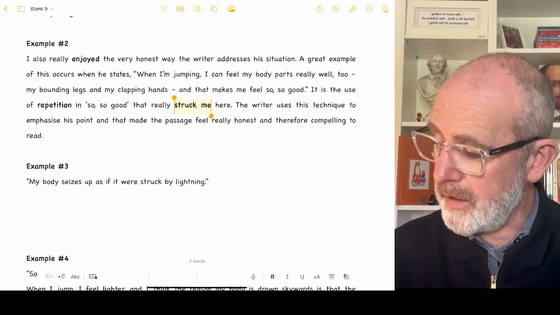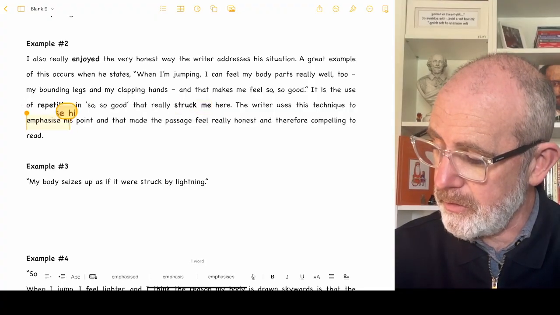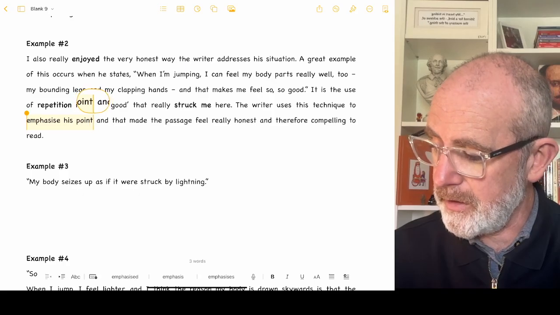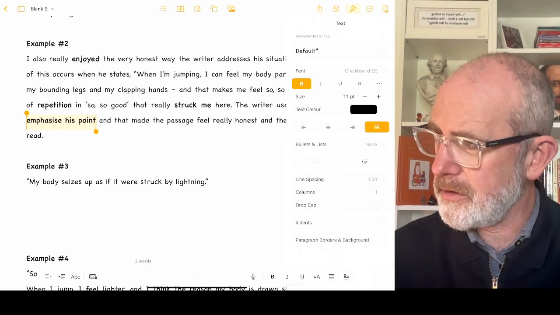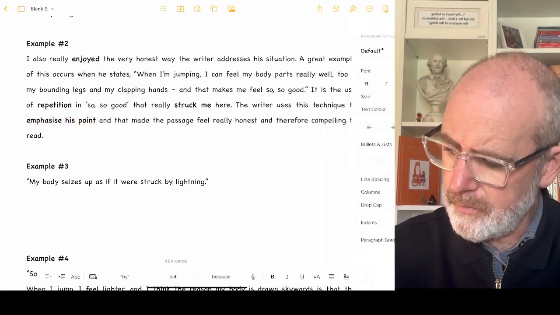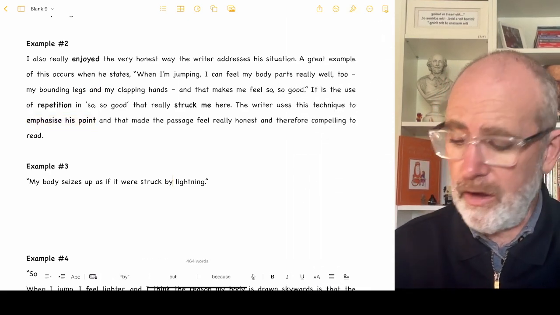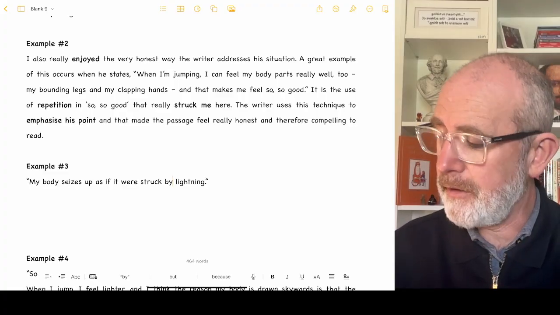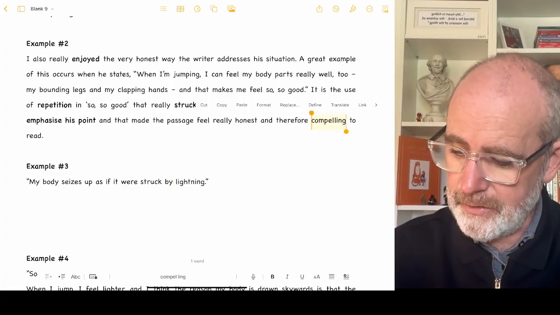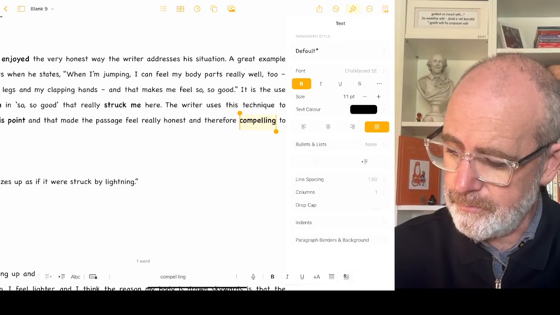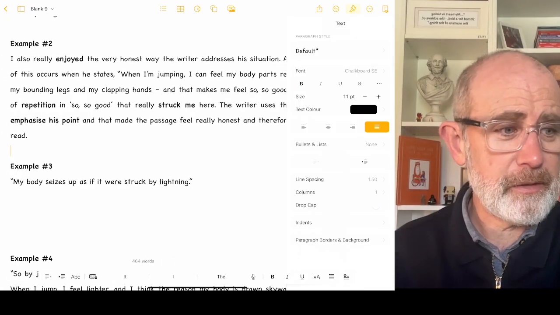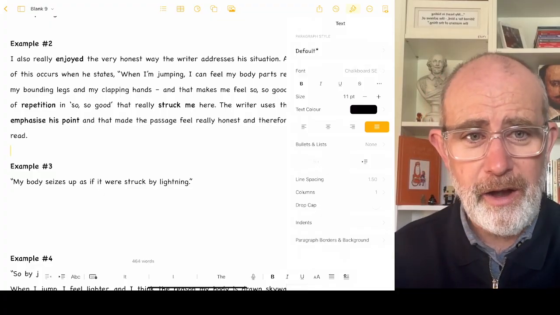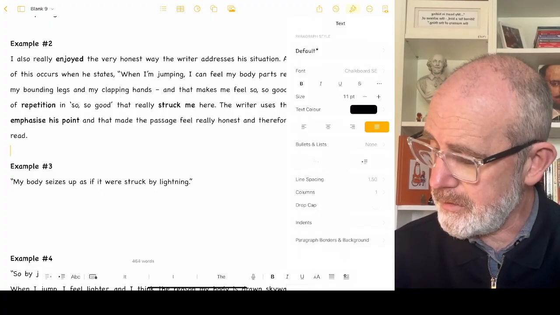The writer uses this technique to emphasize his point. So this student knows that that's what repetition does in that particular case. In most cases, repetition is used to stress, to underline, to emphasize a point. So really good use of language. And that made the passage feel really honest, back to your original point, and therefore compelling to read. And if you found it compelling to read, well, then you enjoyed it. Not bad. Again, you might be thinking, God, Paul, it's too hard. How about this?